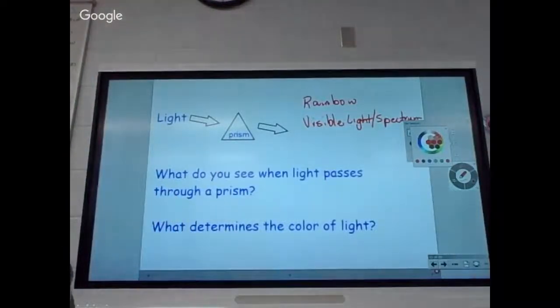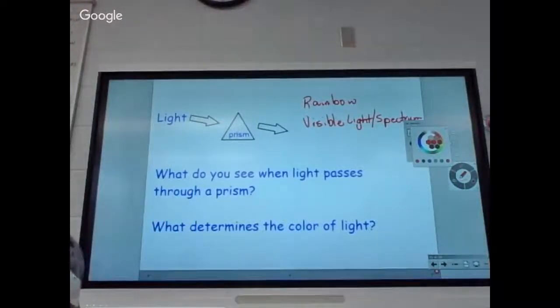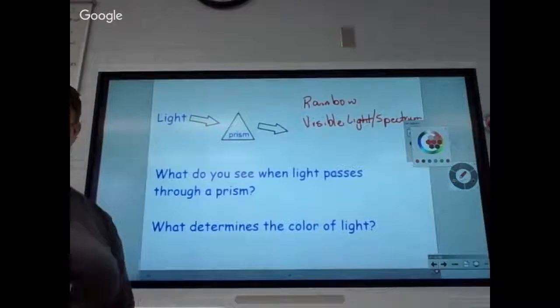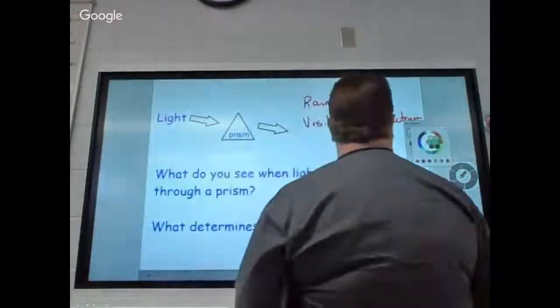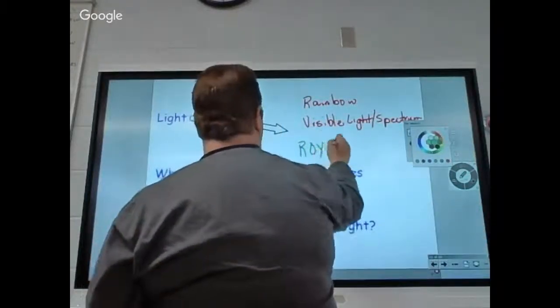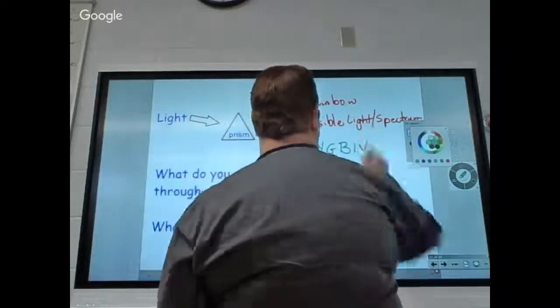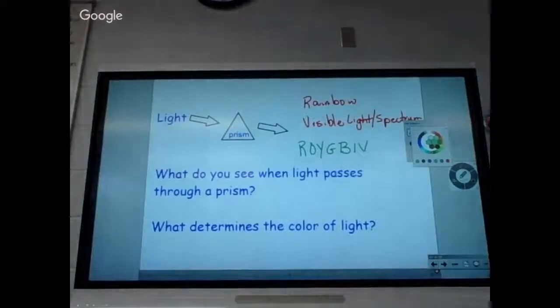Now, for those of you who don't know, that answered the question. What do you see when light passes through a prism? You see visible light or the visible spectrum. For those of you who do not know the order of the colors, someone should have taught you Roy G. Biv. I'm always amazed at the number of people who have never heard that. Roy G. Biv stands for the order of the colors in the spectrum: red, orange, yellow, green, blue, indigo, and violet. Indigo is a really dark blue.